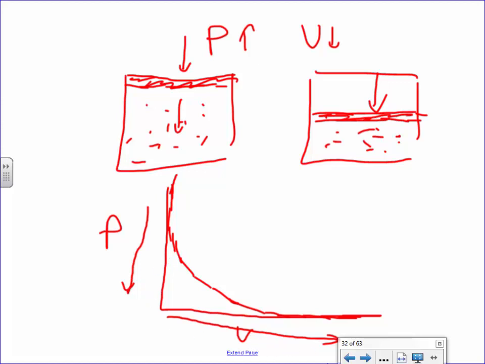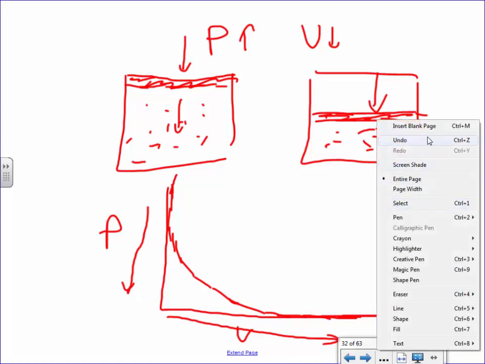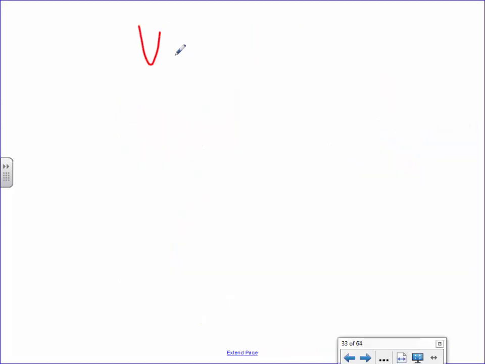So, then the other guy you need to know about is Charles. Charles discovered that the volume would increase if you also increase the temperature, or the volume will decrease if you decrease the temperature.